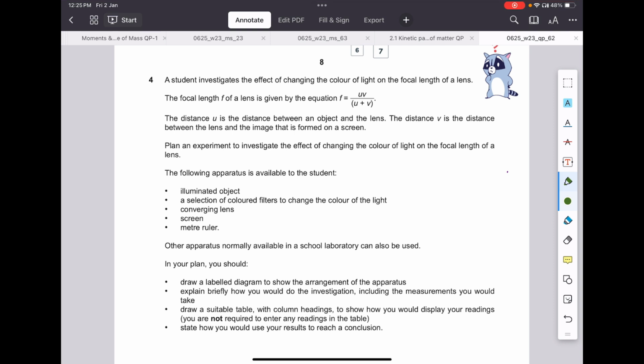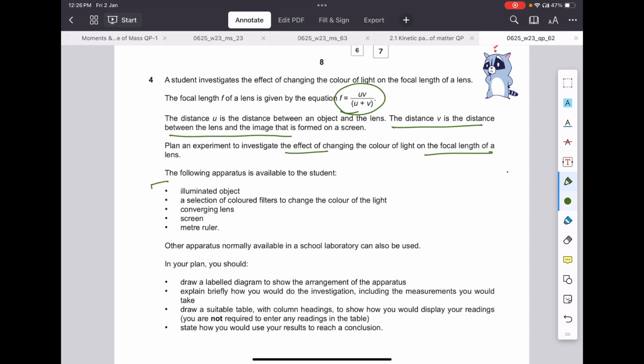Okay, now in this question, they are asking: a student investigates the effect of changing the color of light on the focal length of a lens. The focal length formula is given. The distance u is the distance between an object and the lens. The distance v is the distance between the lens and the image that is formed on a screen. Plan an experiment to investigate the effect of changing the color of light on the focal length. So basically, by changing the color of light, how focal length will be affected. That is the main question.